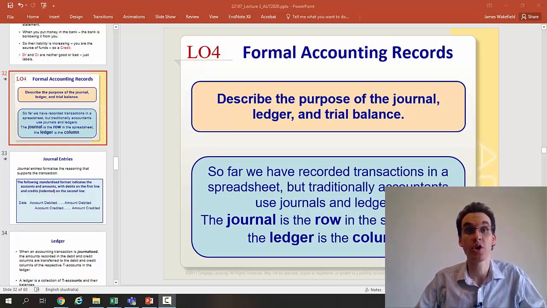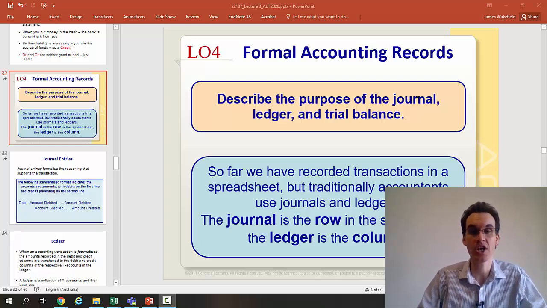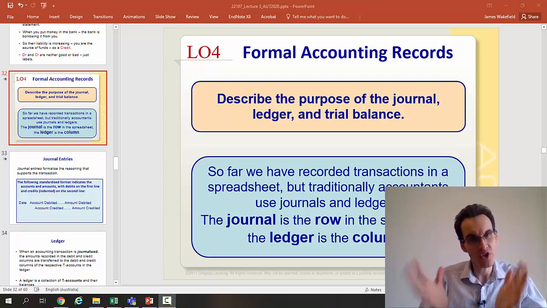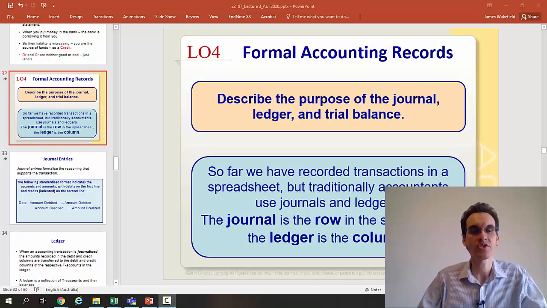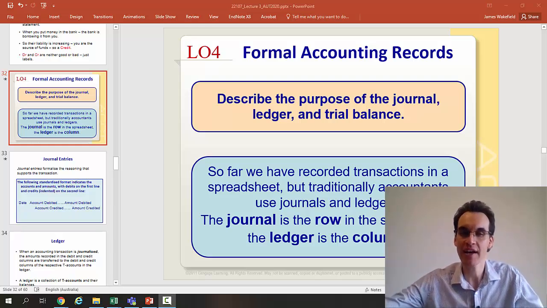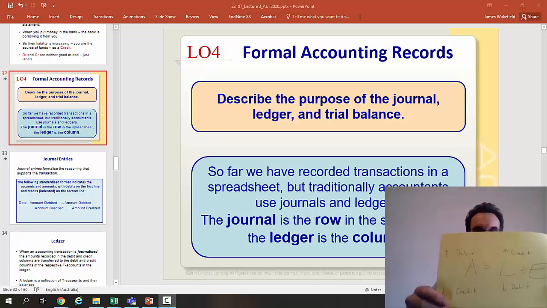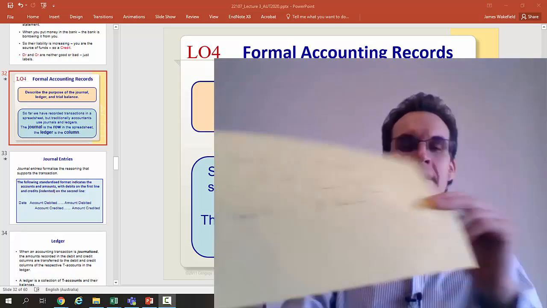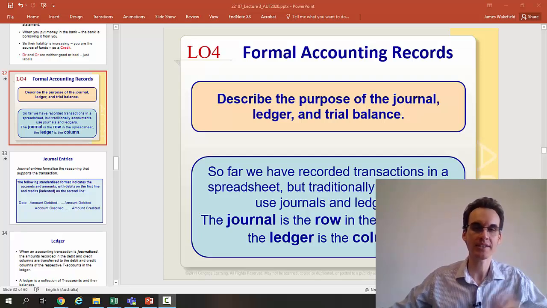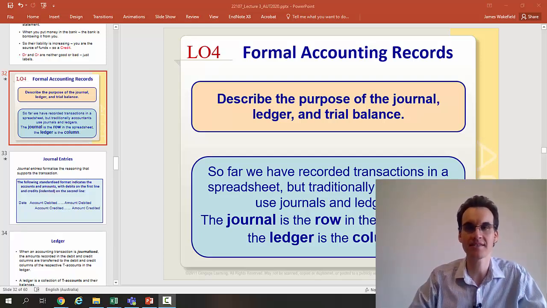Let's now have a look at Learning Objective 4, which relates to formal accounting records. So we're going to look now at describing the purpose of the journal, ledger and the trial balance. So we've looked at different accounting transactions previously in Learning Objective number 2. So for Circle Films, we went through a whole lot of different transactions and we looked at how they affected our accounting equation. And there's our accounting equation right there. So we looked at how different accounts increased assets or decreased assets, and same with liabilities and equity.